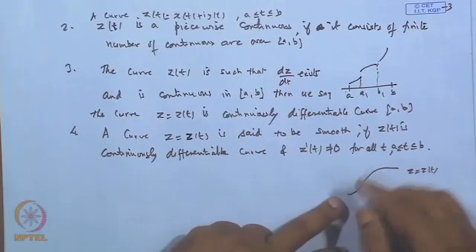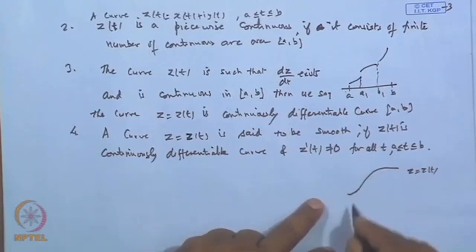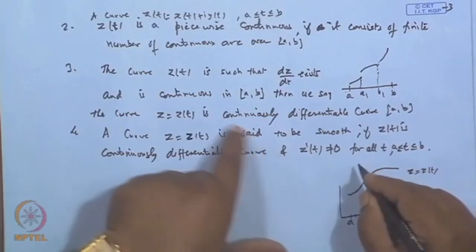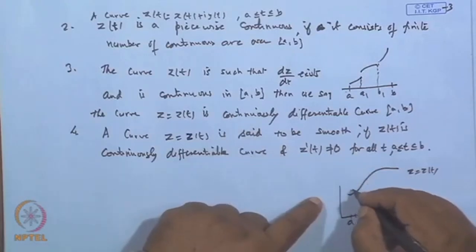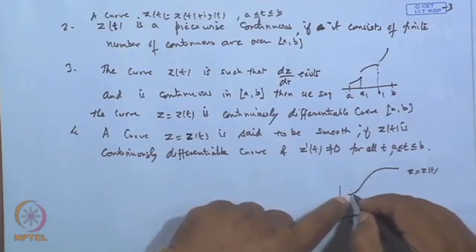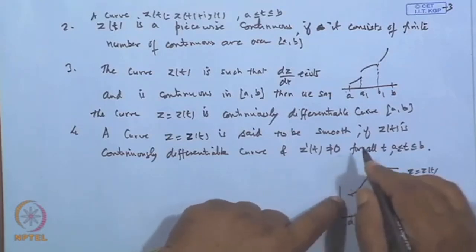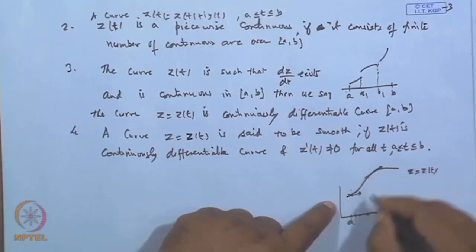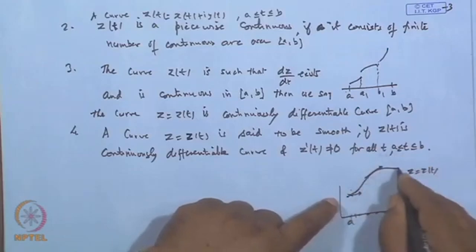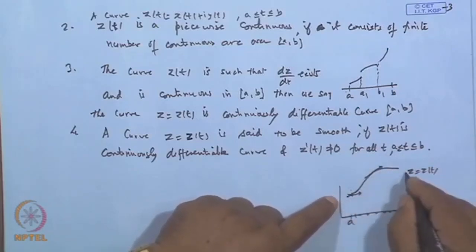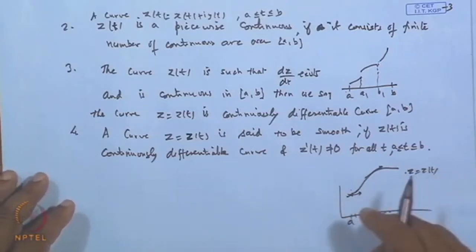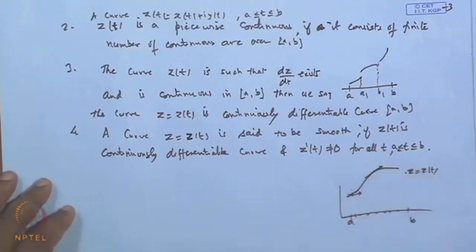It means that at each point t0, t1, t2, ..., tn, the curve z equal to z(t) possesses a continuous derivative, and also the derivative is not equal to 0. So, in that case, at each point we have a tangent, and that tangent keeps on changing its direction. So we have a turning tangent at each point from a to b. Such a curve is said to be a smooth curve when we have a turning tangent at each point on the curve.